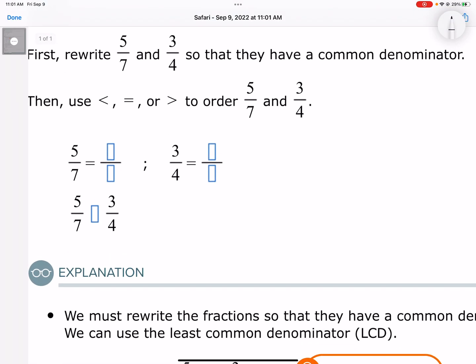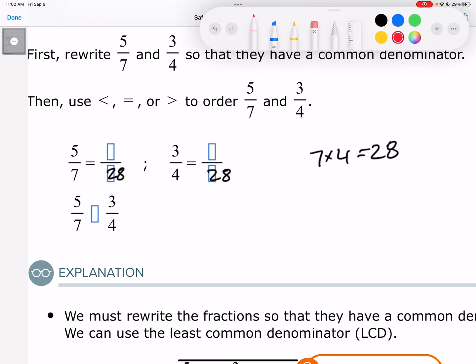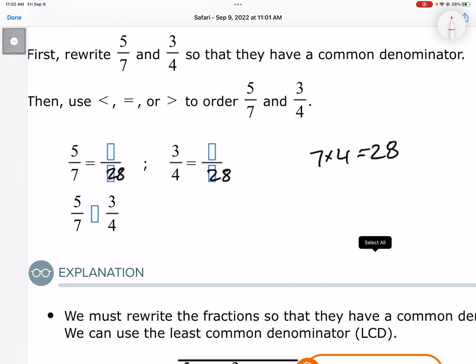Okay. So when I look at this, I see that 7 times 4 is equal to 28. So therefore, both 7 and 4 go into 28. So that's what I'm going to make my new denominator, 28. Now, I can't just change my fraction and have this 5 over 28 and this 3 over 28, because I have now multiplied the denominator of this one by 4, because 7 times 4 is 28. So in order for me not to change it, whatever I do to the denominator, I have to do to the numerator, because essentially what I'm doing is multiplying it by 4 over 4.